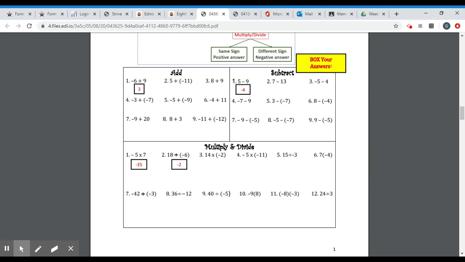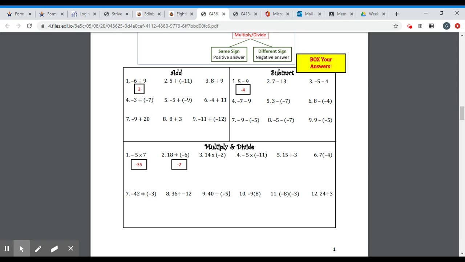Multiply, divide. Again, you just multiply, divide just as you would. If it's the different sign, it's going to be a negative number. So this is -5 times 7. They're opposite, so I'm going to do 5 times 7, and then it's the opposite, so it's going to be a negative answer. Same thing here. I'm dividing 18 divided by -6. They're opposite, so I'm going to divide 18 by 6, which is 3. But because they're opposite, it's going to be negative.